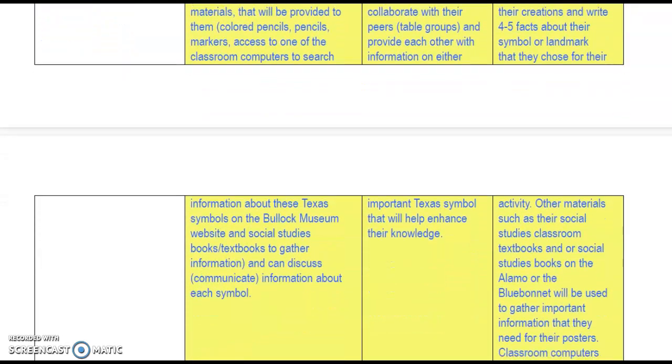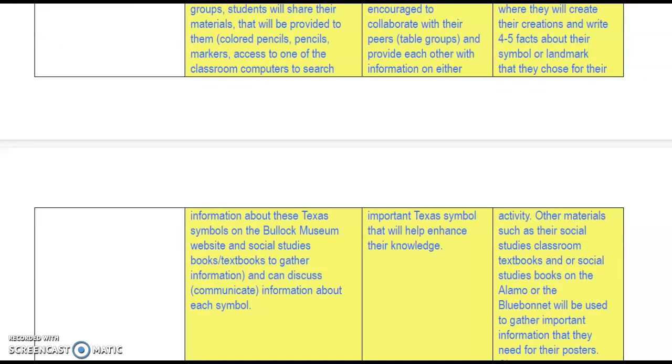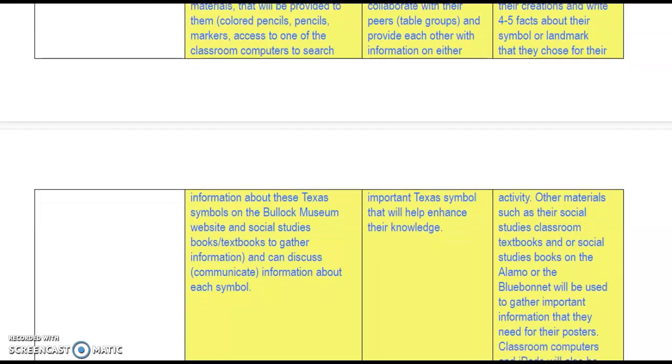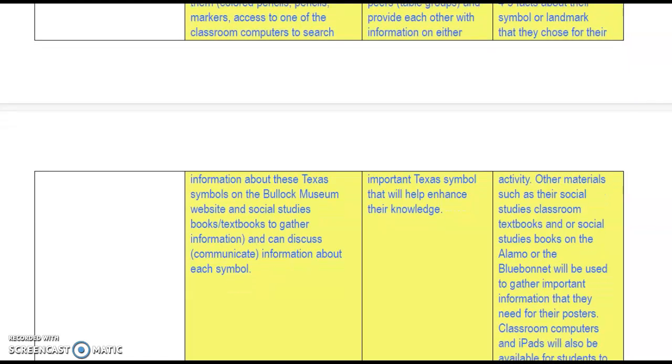And so the materials also include color pencils, markers, and of course they're going to be using social studies books and textbooks, and the Bullock Museum is a good resource for them to be able to gather those different facts. And also students are encouraged to collaborate in their table groups. However, they're each going to be doing their own individual activity.